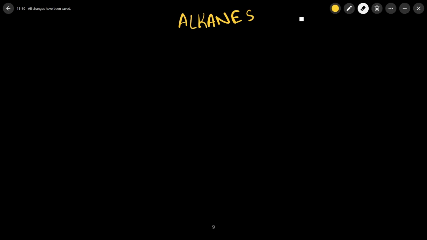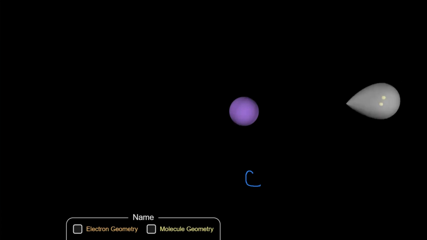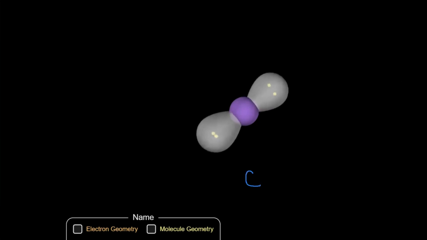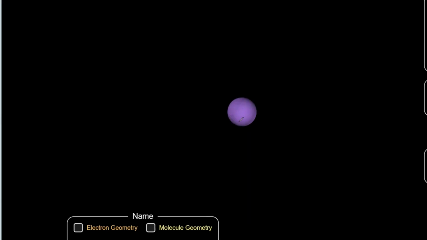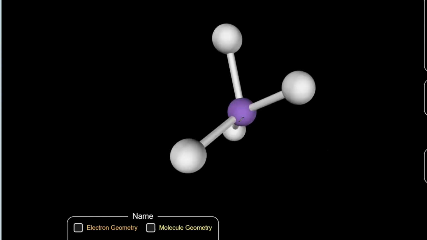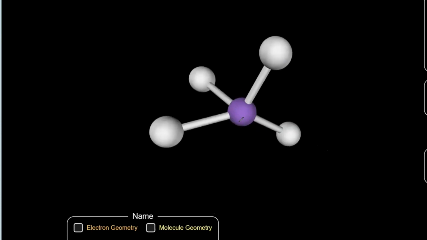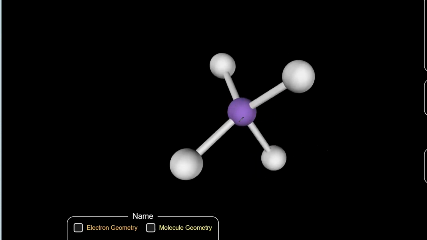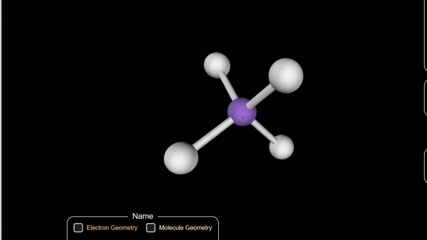Hello everyone, today we are going to talk about alkanes. This is a carbon atom and it has 4 outer electrons. So if we react each electron with a hydrogen atom, then we are adding hydrogen here, another hydrogen here, another hydrogen here, another hydrogen here. So this becomes a saturated hydrocarbon, which is methane, because this will become CH4.